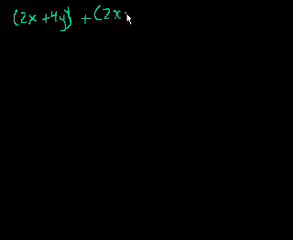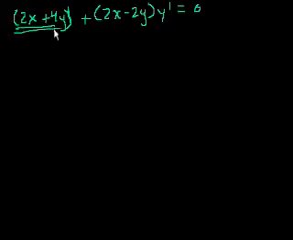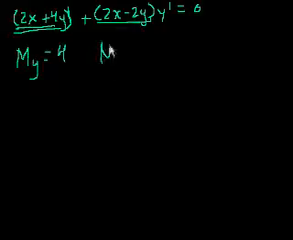So let's see. This one says 2x plus 4y plus 2x minus 2y, y prime is equal to 0. So what's the partial of this with respect to y? The partial of m with respect to y, this is 0, so it's equal to 4. What's the partial of this with respect to x? Just this part right here. The partial of n with respect to x is 2.